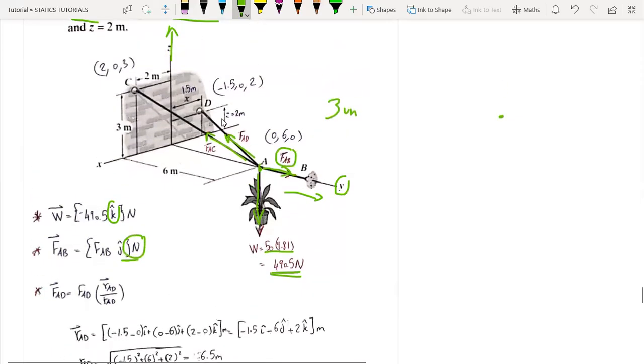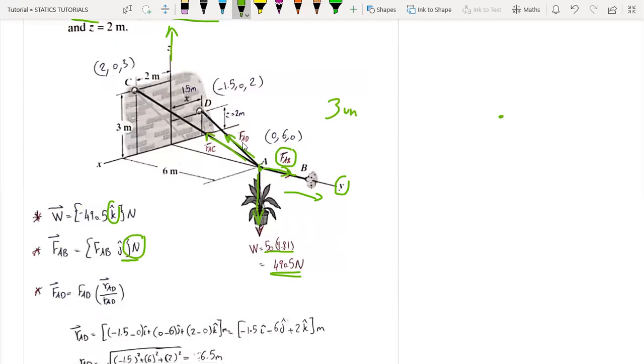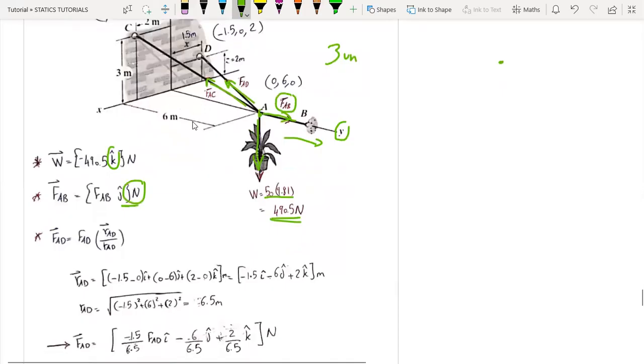Now regarding FAD and FAC, we should use the position vector, like we did in chapter 2. So FAD, the magnitude multiplied by the unit vector.